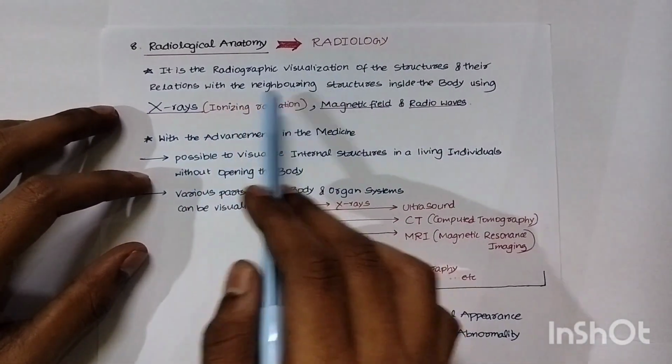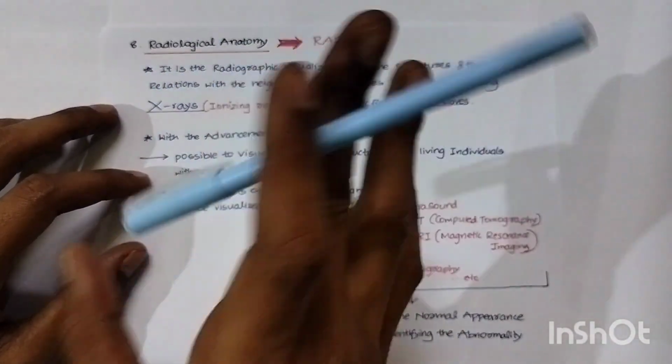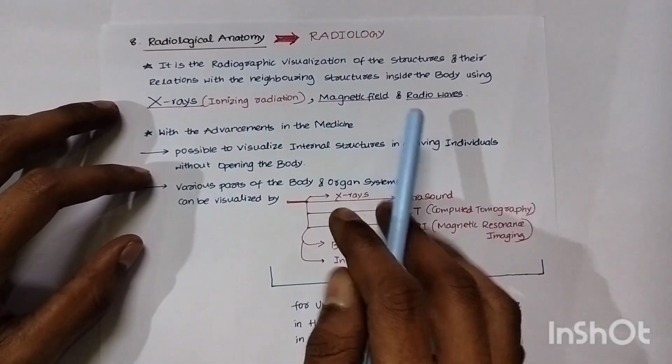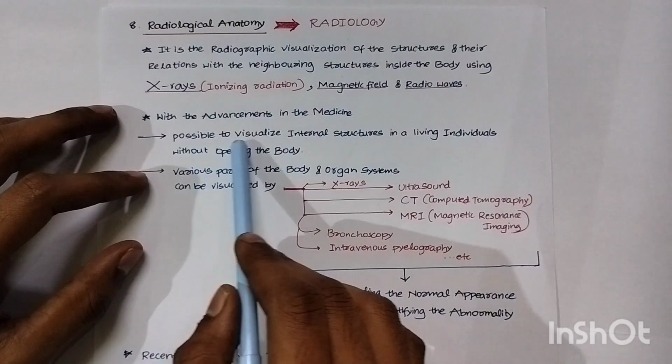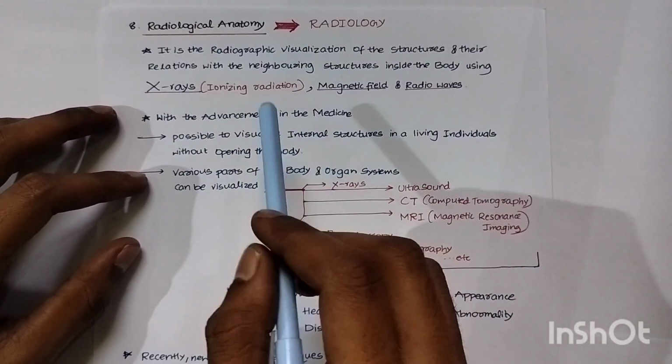But using X-rays, magnetic field, and radio waves, you can radiologically image the anatomy, and you can study it. With advancements in medicine, it's possible to visualize internal structures in living individuals without opening the body. Without opening the body, you can visualize.